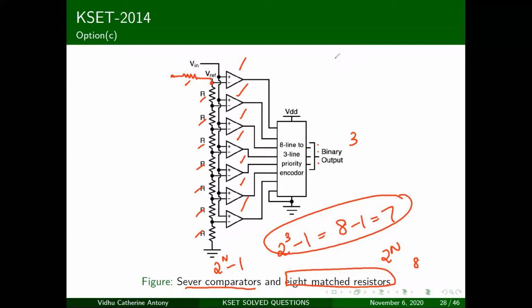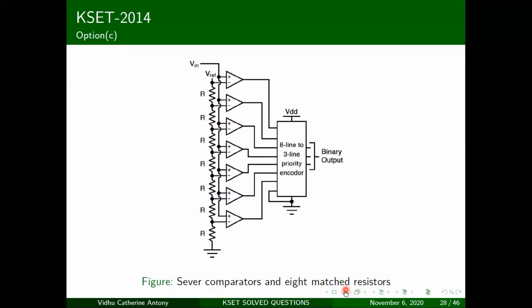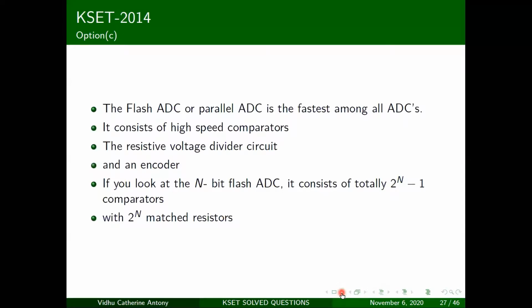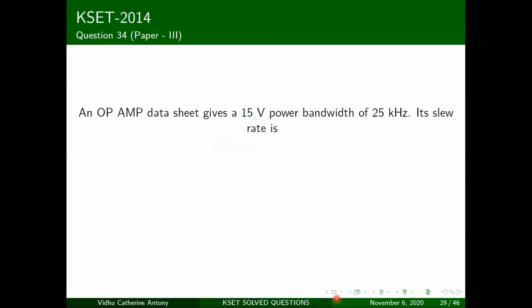Okay, so now let's move on to this next part. Okay, so this is again another electronic question. The formula is basically simple, but slew rate is something that most people don't look into. Okay, so an op-amp datasheet gives a 15-volt power bandwidth of 25 kilohertz. The slew rate is, okay, so you need to calculate the slew rate. Now let's look at this itself. Okay, so here you have voltage and you have microseconds here.